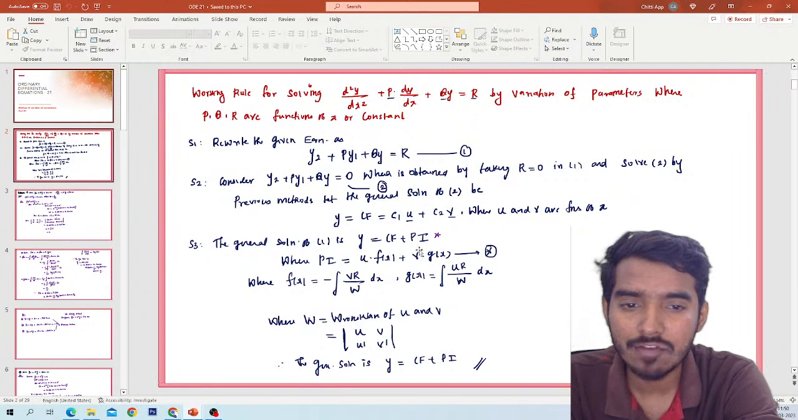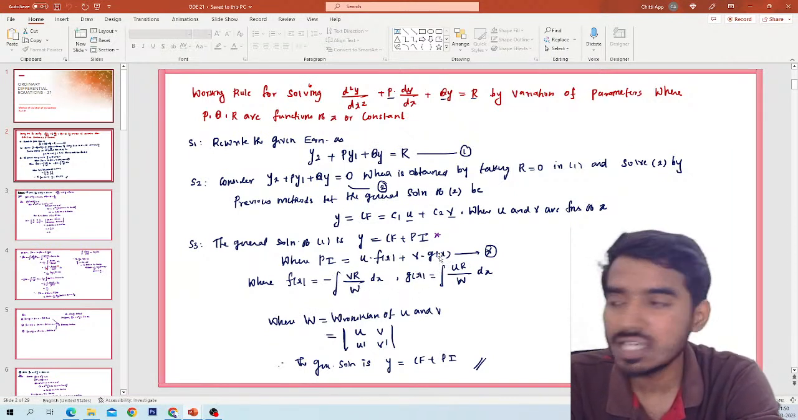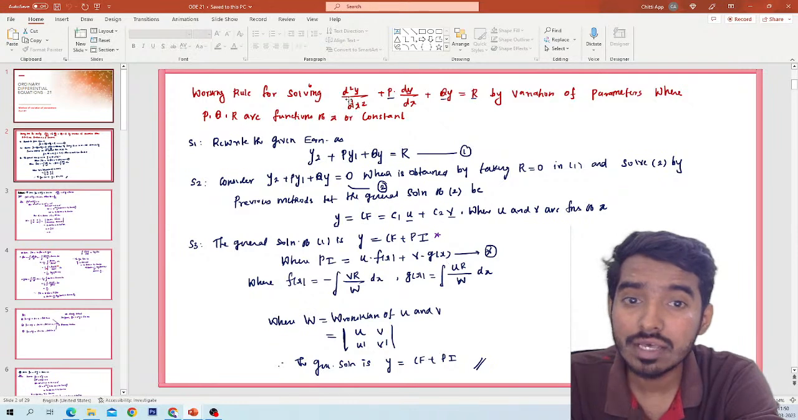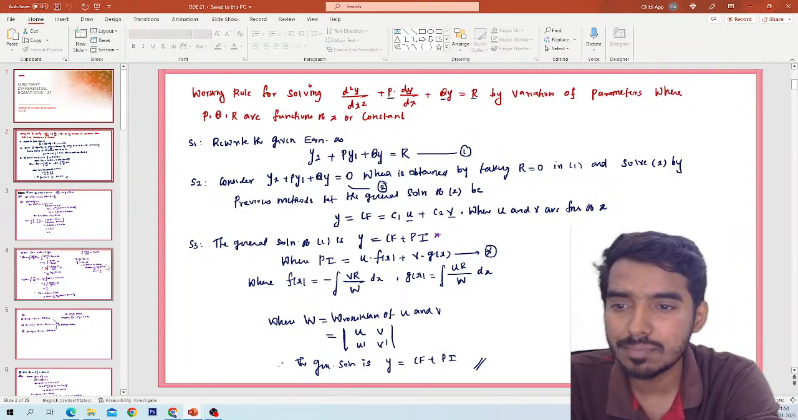I have given the formula for f of x and g of x. f of x is minus integration of v r by W. g of x is integration of u r by W. Find f of x and g of x. R is the RHS. Make sure that the coefficient of d square y by dx square is equal to 1. After that, you need to find W. U and V are from the complementary function, R is in the question, and W is the Wronskian of U and V. This is what we did in the previous class.